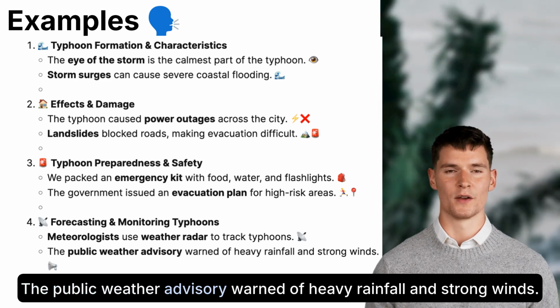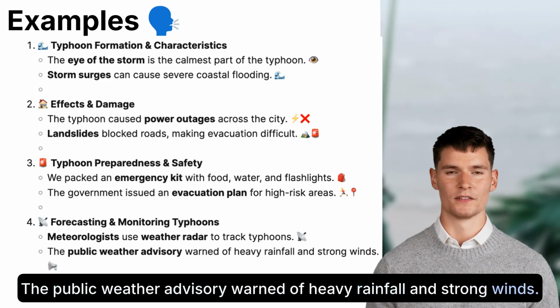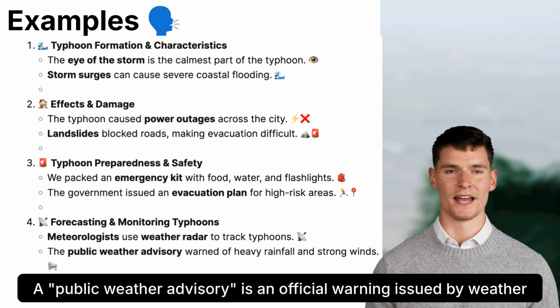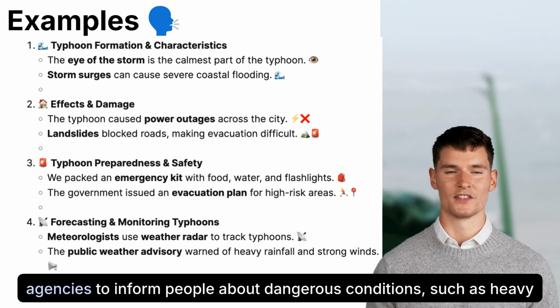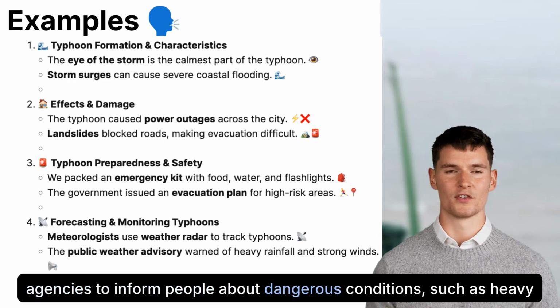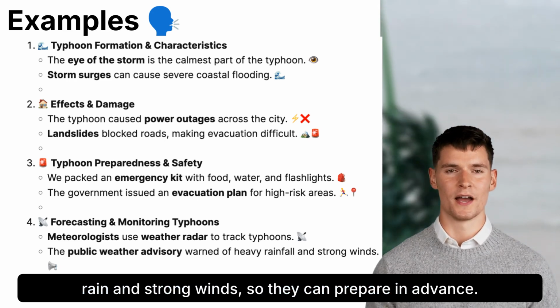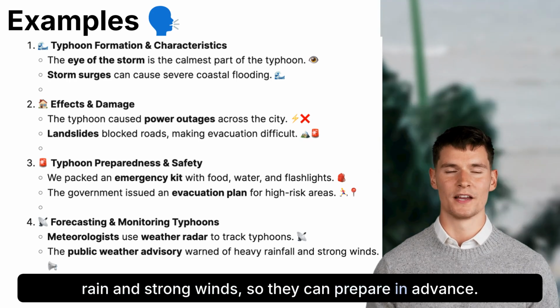The public weather advisory warned of heavy rainfall and strong winds. A public weather advisory is an official warning issued by weather agencies to inform people about dangerous conditions, such as heavy rain and strong winds, so they can prepare in advance.